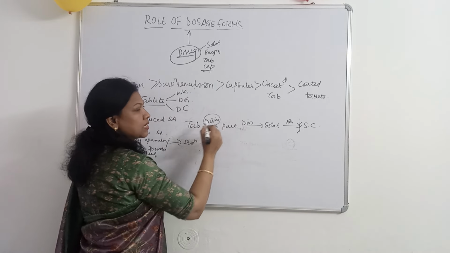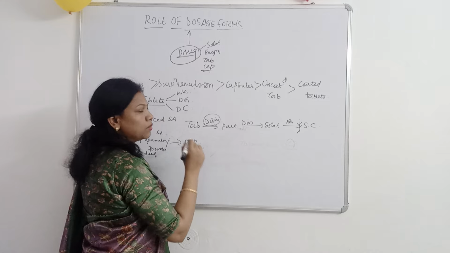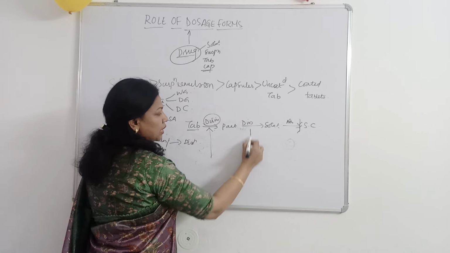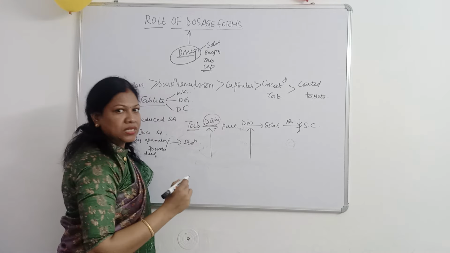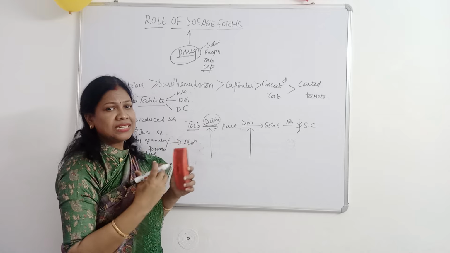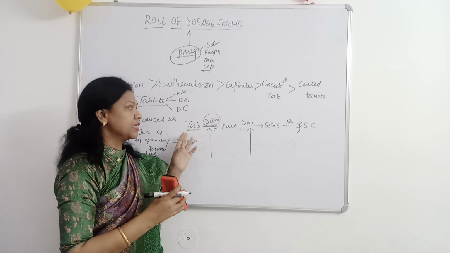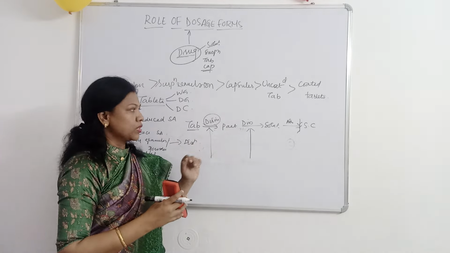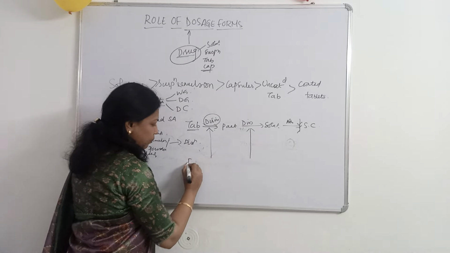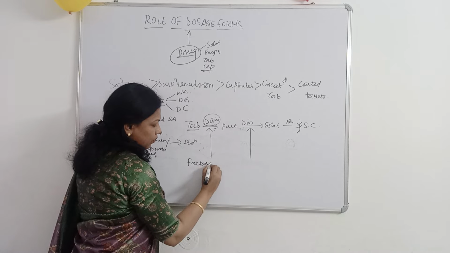So, the factors which influence the oral absorption of this tablet dosage form are the disintegration and the dissolution steps. So, what are all the factors? What is the rate limiting step in the case of tablet absorption? It is the dissolution. Disintegration also plays an important role in oral absorption.